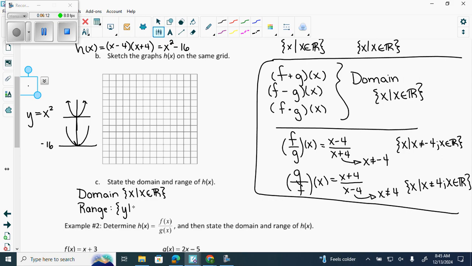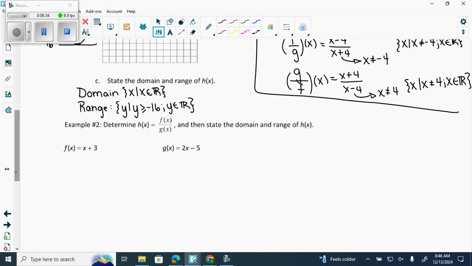Y such that y is greater than or equal to negative 16. And then is this graph hard to sketch, x squared minus 16? No, go to your calculator, right? You can do that. It's a Friday, so we're not going to do that. All right.